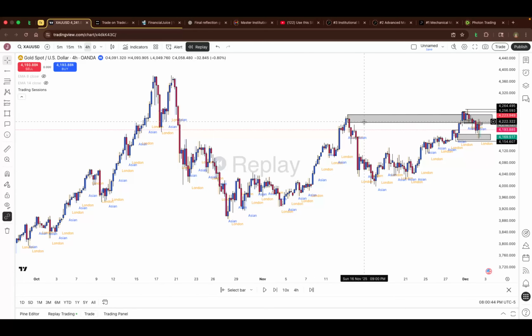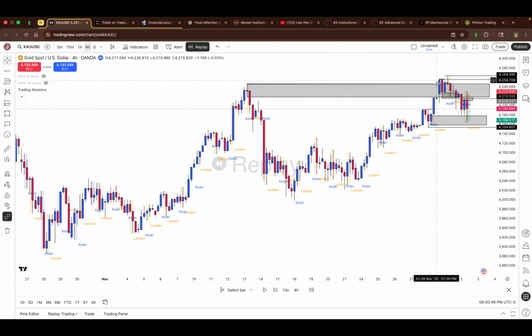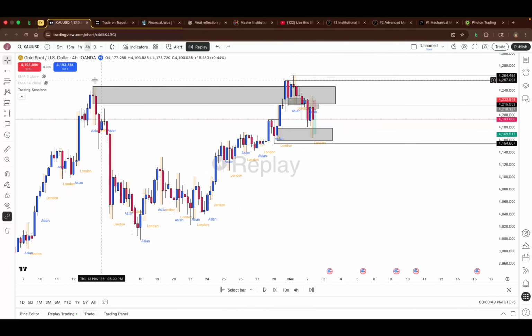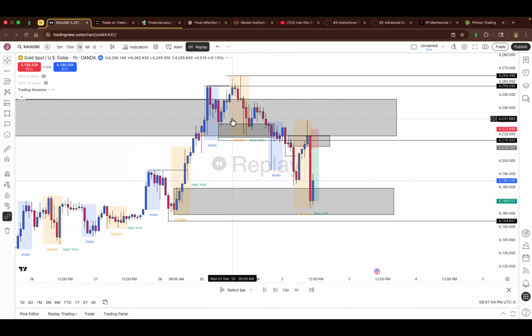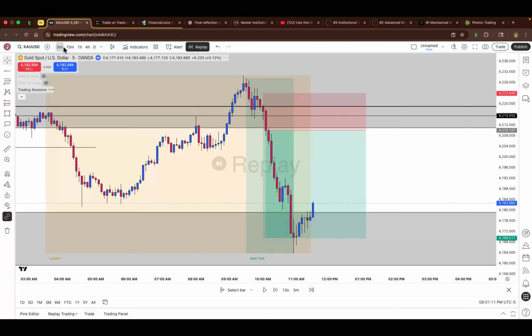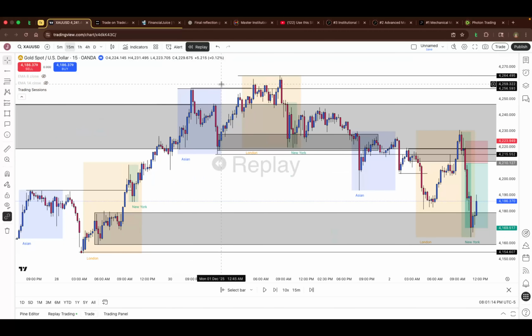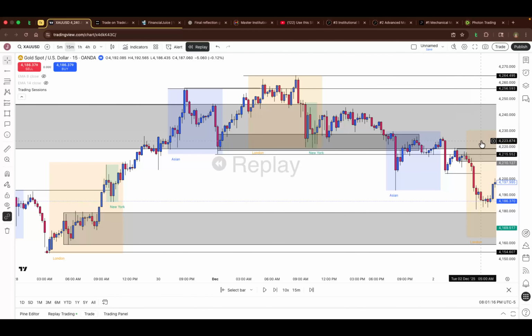4 hours still bullish. We got a strong break above this swing high. So we are looking for price to continue. Pullback, then continuation, of course. So, let's go down. 15-minute. What do we see price do?